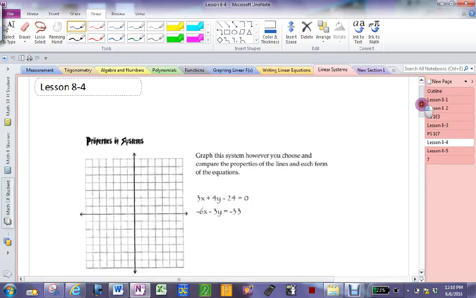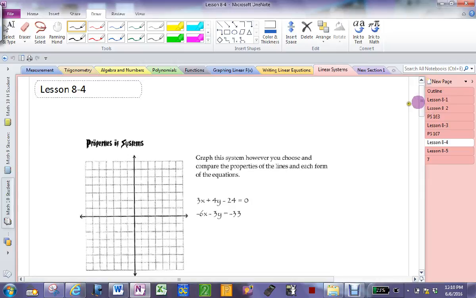I think you guys have a different system than me. Do you guys have those letters, 3x plus 4y minus 24 equals 0? And negative 6x minus 3y equals negative 33? Yeah. Sweet, your font is just different.